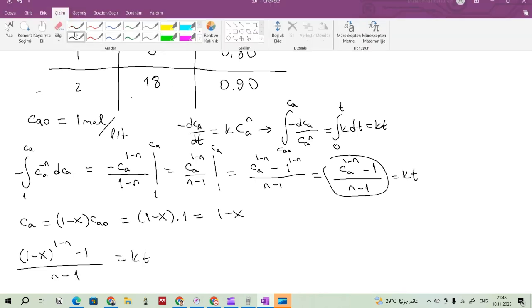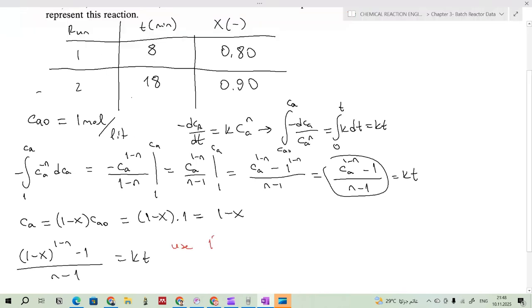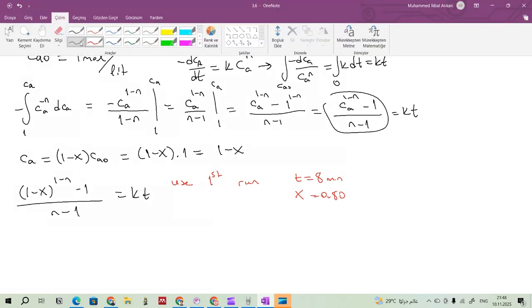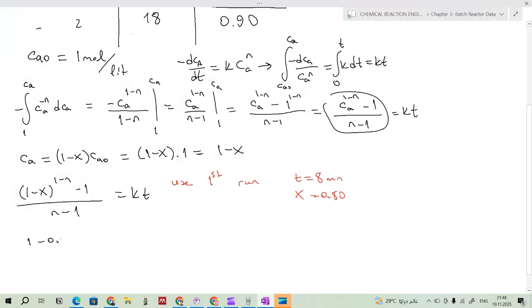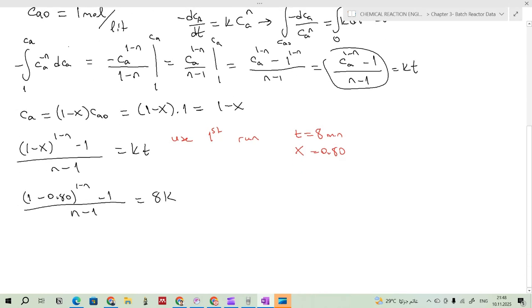So let's use the first run. Instead of t, I will use 8 minutes, and x is 0.8. So you will get (1 minus 0.8) to the power 1 minus n, minus 1, over n minus 1, is equal to k times 8. So it is 8 times k. Okay, so you have something here. Very good. Here we have two unknowns. Still, we can keep it and go to the second equation.